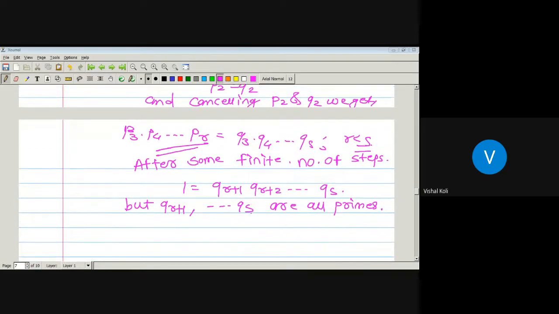Okay, as they are the primes, then they must be greater than or equal to 2. So whether the product of integers which are greater than or equal to 2 is equal to 1, is that ever possible?